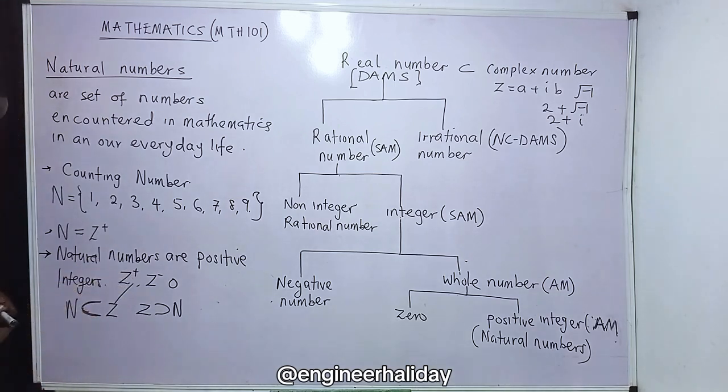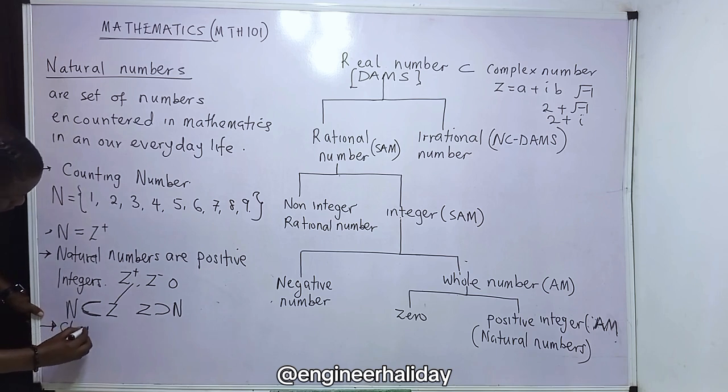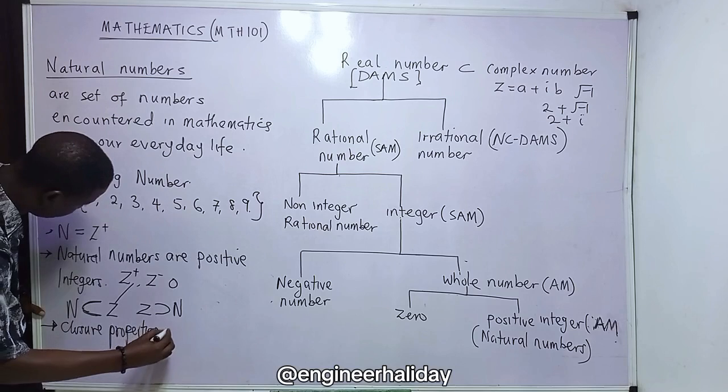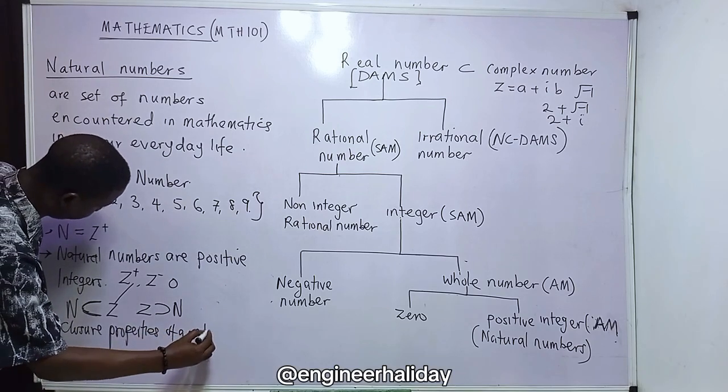So that is what you experience when you say integer, three kinds of numbers. But we are coming there. So that is just that. Now, when we say natural numbers, we talk about the closure properties of natural numbers.